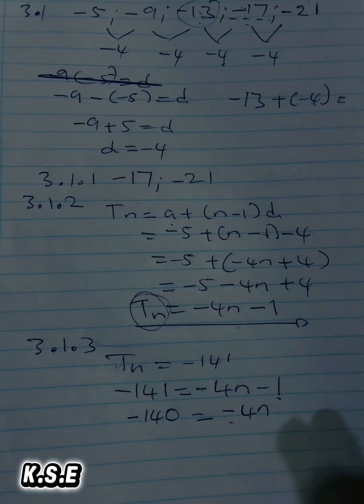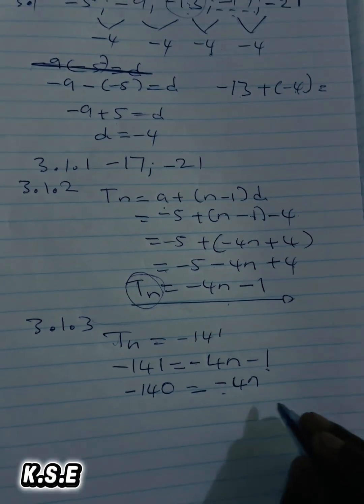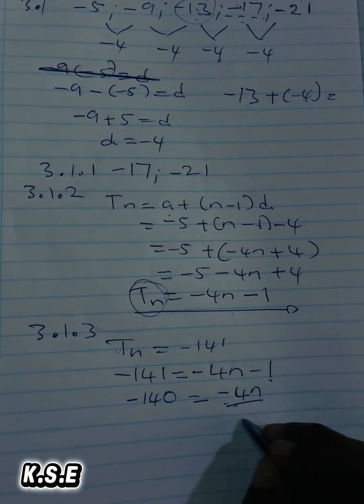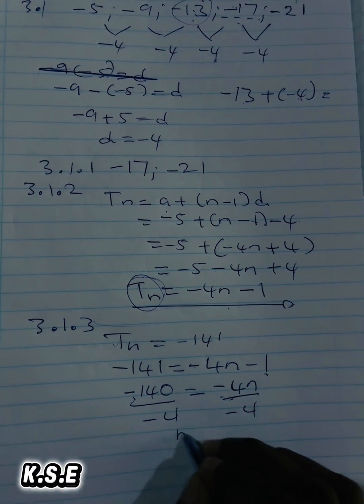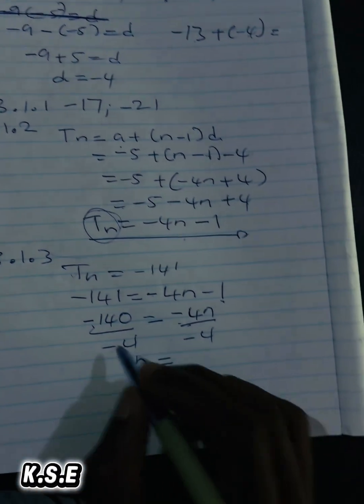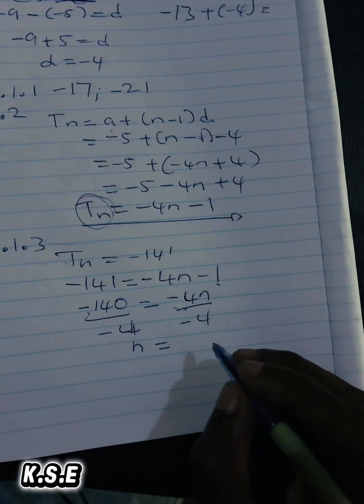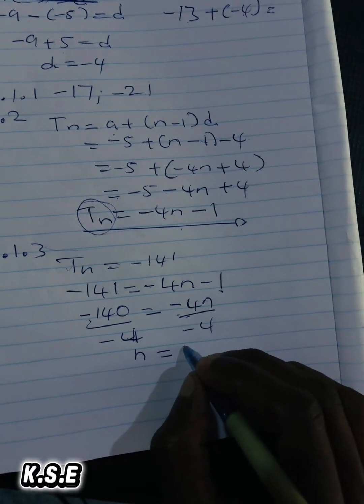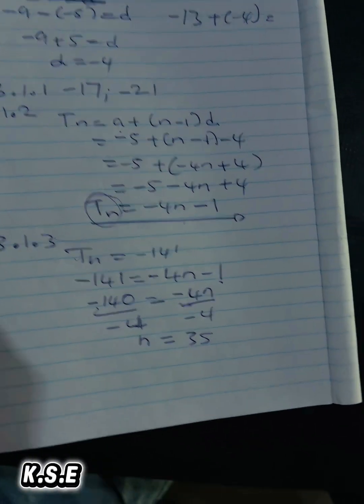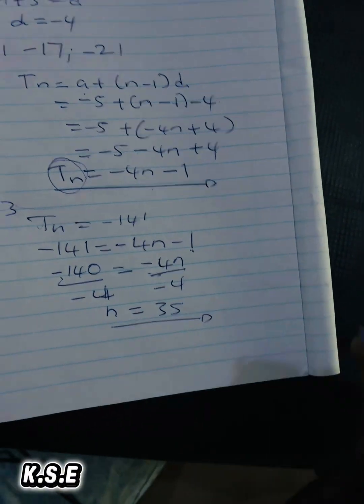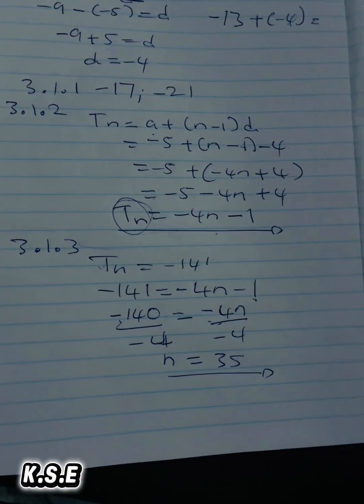So when you do divide, what is it that we're gonna get? We're gonna divide by negative 4 both sides. So n is equal to what? Is equal to 35. Am I right? Let me see. Yeah, it is 35. So it's equal to 35, like this.